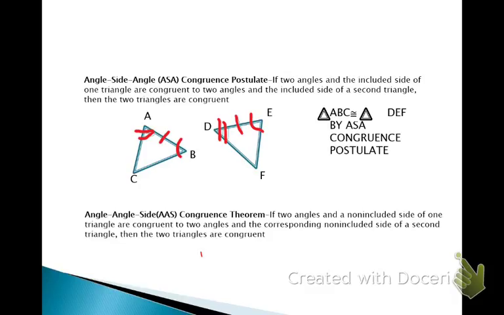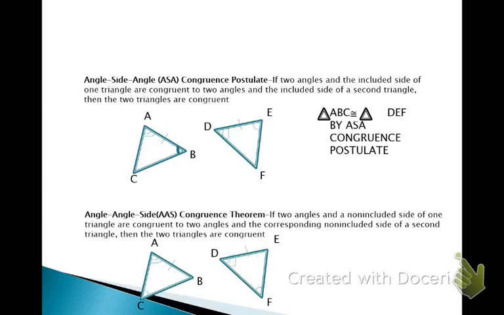Angle, angle, side looks like this. On this one, I have an angle, a second angle, and a side. And they match up with the other triangle. This one, it's easier to go the wrong way around. If I started at C and went towards B, I have an angle, I skip a side, and I skip an angle. I can't skip two parts.